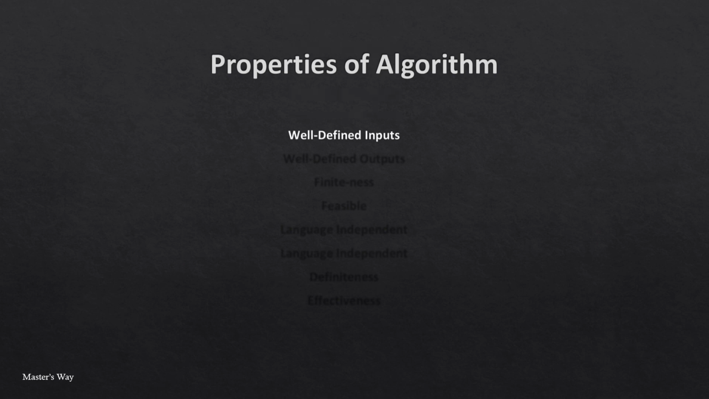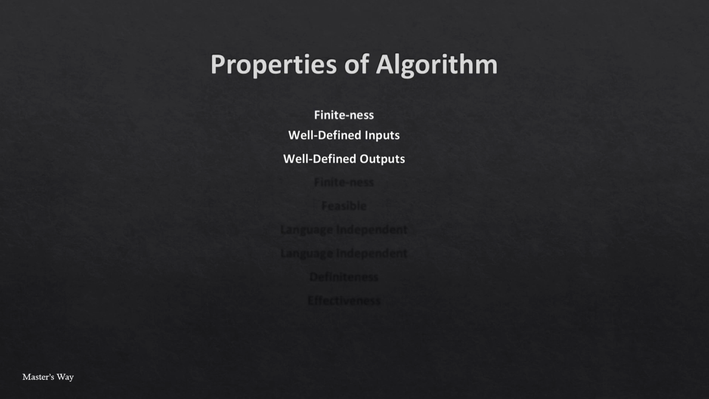So the first one is well-defined inputs. If an algorithm says to take inputs, they should be well-defined. It may or may not take input, but the input should be very well defined with the type, with the data, everything. And the second property is well-defined outputs. The algorithm must clearly define what output will be yielded. It should produce at least one output. It should not be empty, but it will produce an exact or expected output.